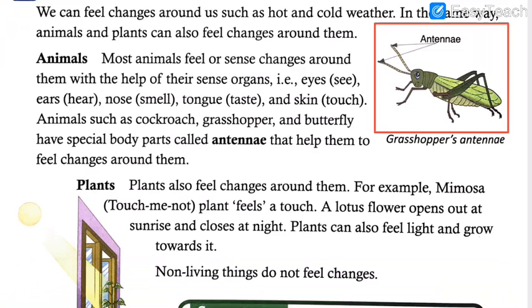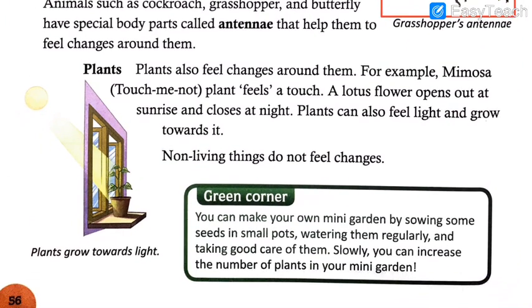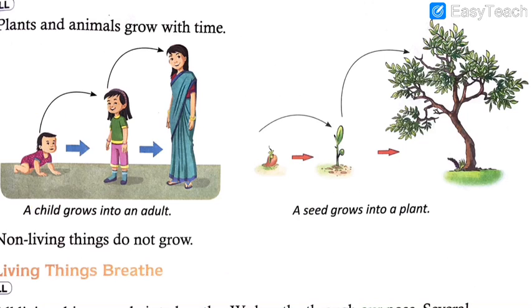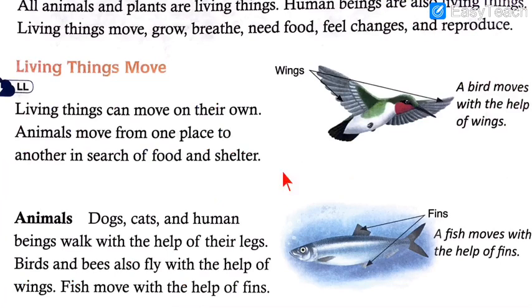So this is what we discussed in the previous lecture. Then we discussed the plants. Plants also feel changes around them. For example, the mimosa, the touch-me-not plant, feels a touch. Okay, let me open the page of the textbook for you.